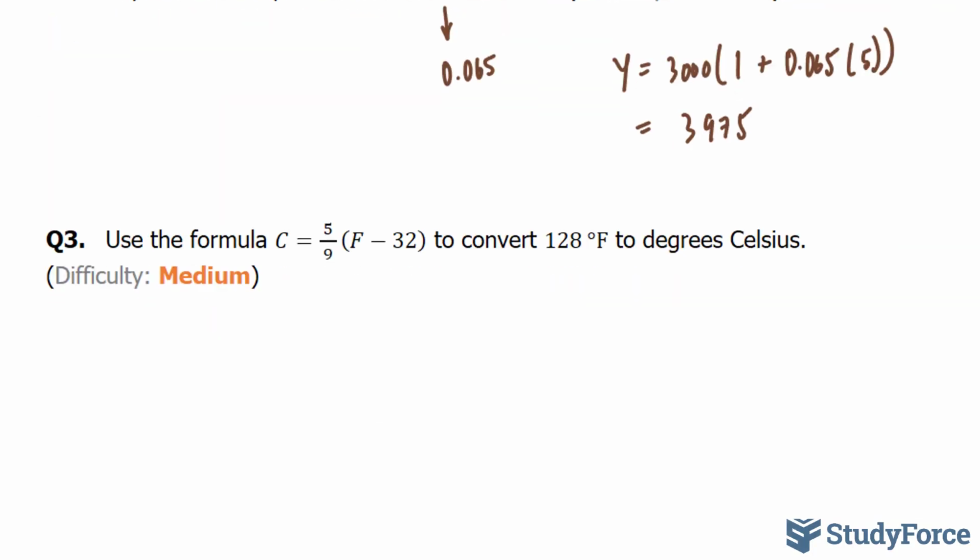Finally, in question 3, we have to use the formula shown here to convert 128 degrees Fahrenheit to degrees Celsius. C represents Celsius, F represents Fahrenheit. So I'll write down C is equal to 5 over 9, bracket 128 minus 32. Now, it wasn't mentioned above, but if you don't have a scientific calculator, you can always use the orders of operation, where you find out what's inside the parentheses first, brackets, and then multiply by the factor out here.